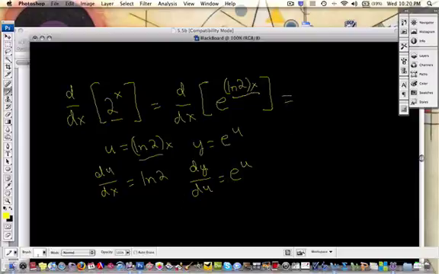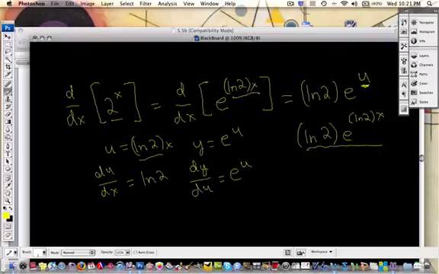So dy dx is just derivative of the inner, which is ln2, times the derivative of the outer, e to the u. And the last thing I want to do is actually replace the u. U substitution is what it's called, but you've got to substitute it back, right? You've got to put it back. So u was ln2 x. Okay? So the technique we used here is we had a base other than e. We converted it to base e, and then used the chain rule. And that's how I would recommend doing it.